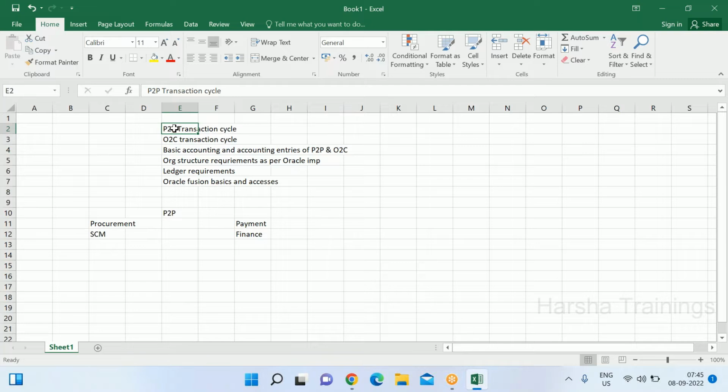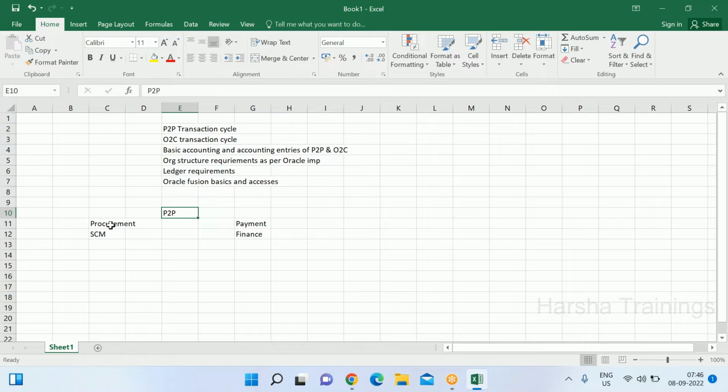So I'll come again. During these theory classes, you will be learning all these topics. These are theory topics. Once we complete this theory part, then we will move on to the practical sessions. And today we are going to cover the P2P and O2C transaction cycle or transaction process in theory.